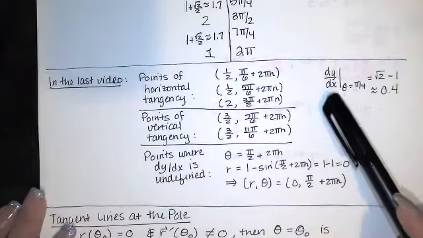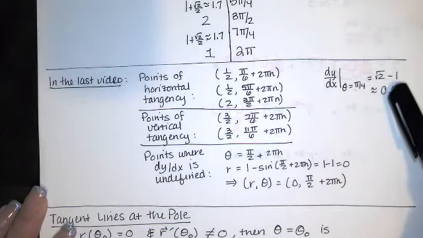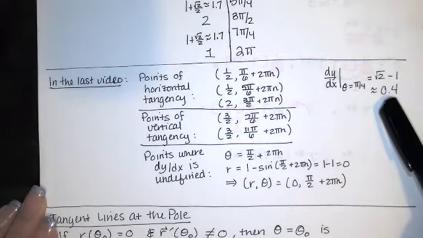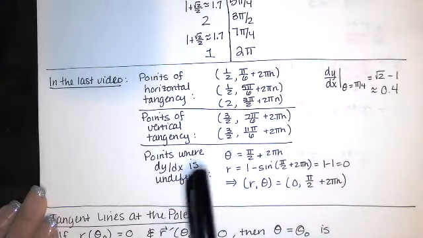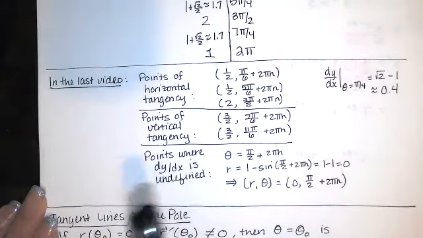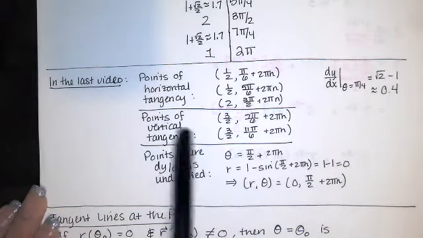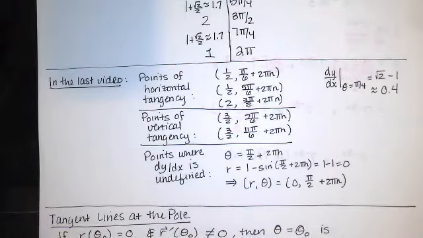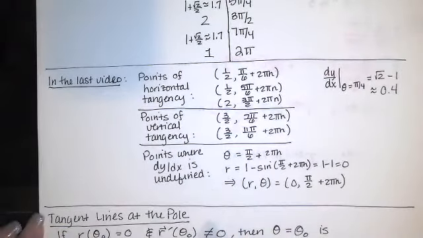We determined that at pi over 4, the slope of the graph was square root of 2 minus 1, which is about 0.4. And then we found these points of horizontal tangency and these points of vertical tangency. And y prime of theta and x prime of theta were both 0 at these locations. So those are points where dy/dx is undefined using that formula that we looked at earlier.